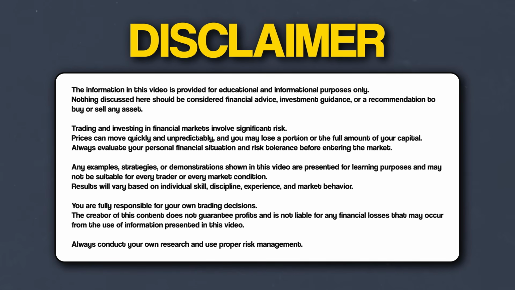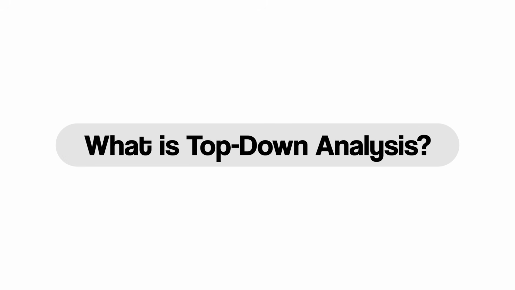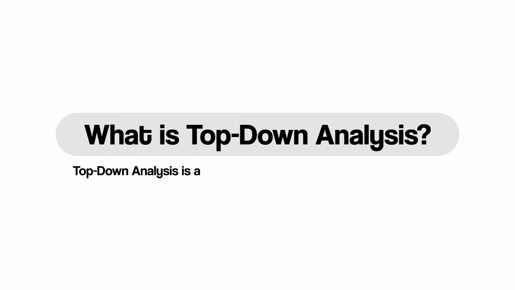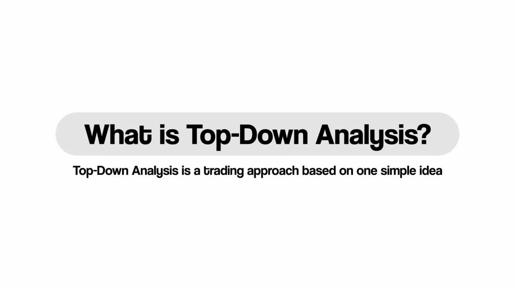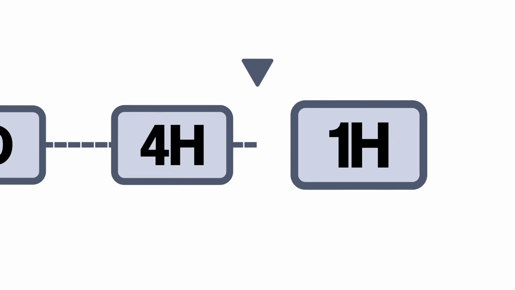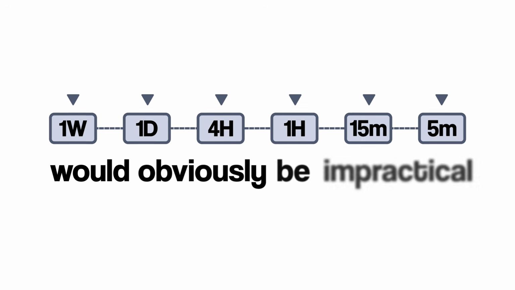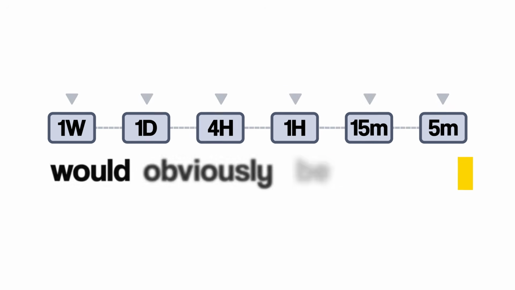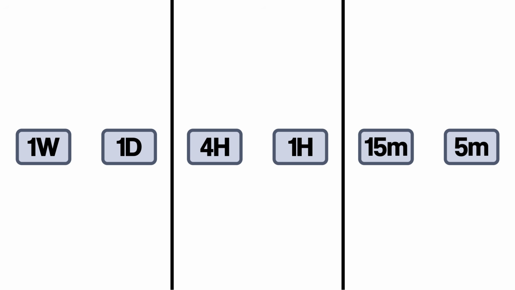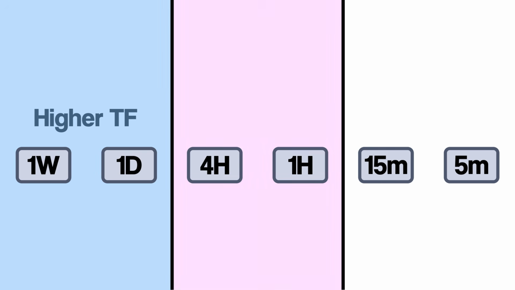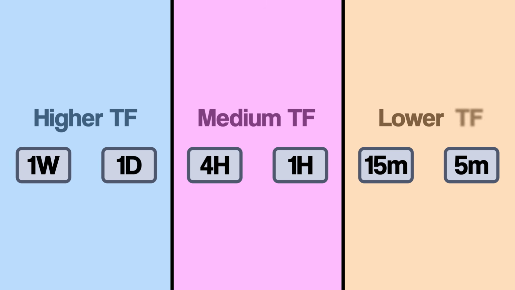Now let's get started. First, let's understand what top-down analysis actually is. Top-down analysis is a trading approach based on one simple idea. You start your analysis from the higher timeframes and gradually work your way down to the timeframe you plan to use for execution. Now, analyzing every single timeframe would obviously be impractical. So for simplicity, traders usually divide timeframes into three categories: higher timeframes, medium timeframes, and lower timeframes. That reduces the entire process down to just three key timeframes to analyze.